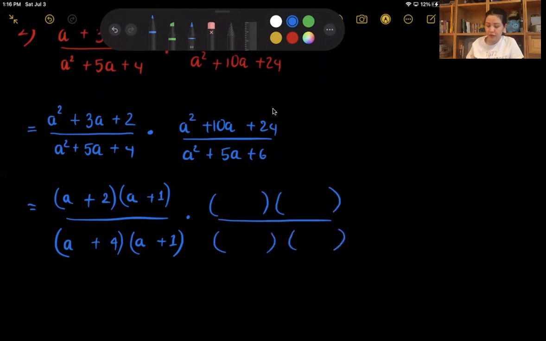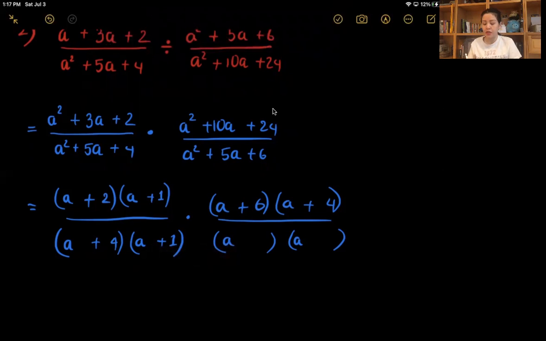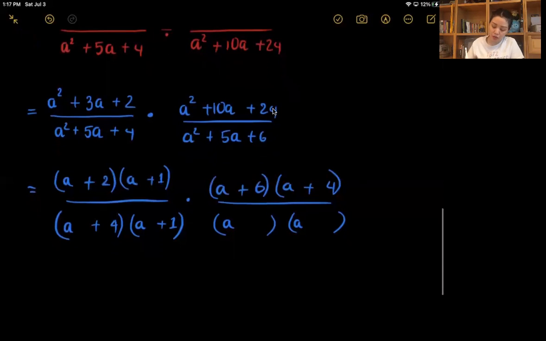Okay, second fraction. A squared plus 10a plus 24. So I want to find 2 numbers that multiply to give 24, and add to give 10. 6 and 4 sound like a good combo to me, right? And the bottom, a squared plus 5a plus 6. Again, same sign, both positive. So I want 2 numbers that when I multiply get me 6, and when I add get me 5. So 2 and 3 sound good to me.